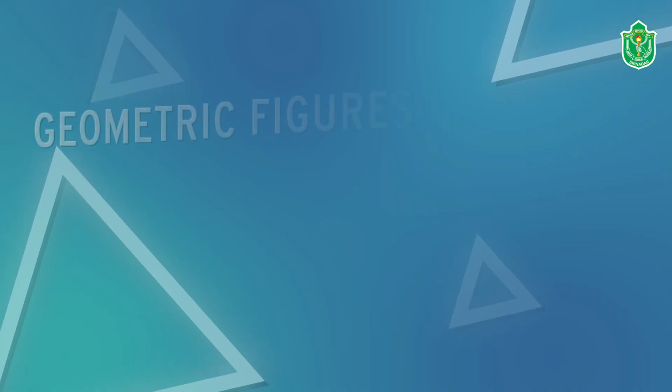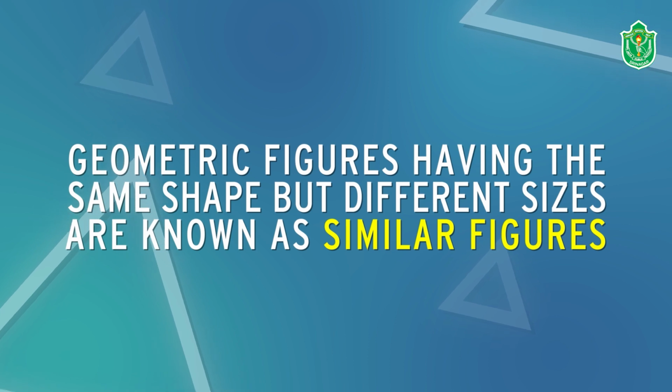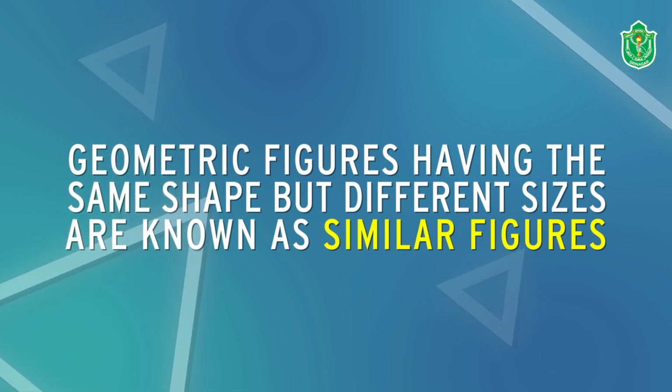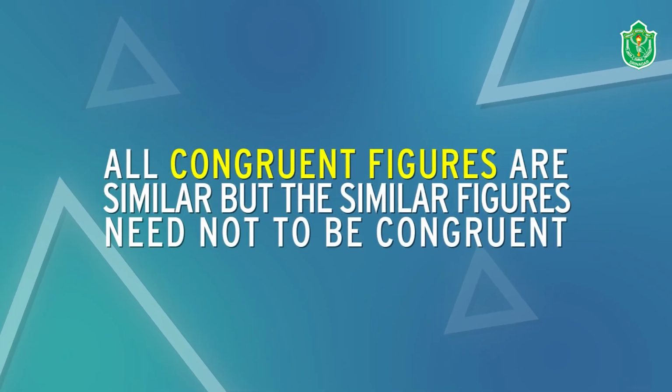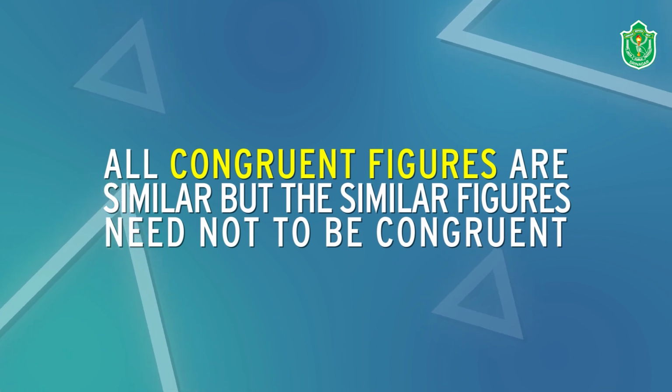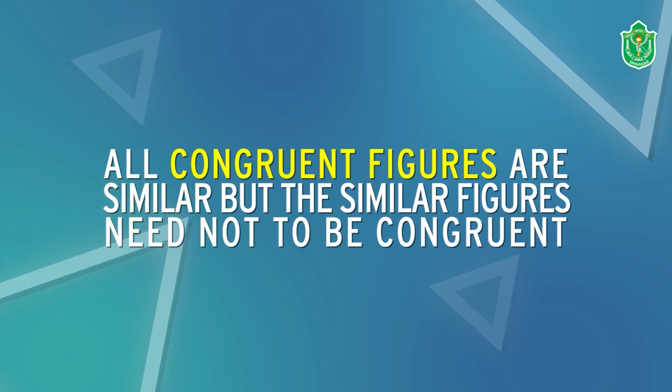Now next, we discussed similar figures. Two geometrical figures are said to be similar if they have the same shape but different sizes. Similarly, if we take the example of two circles of different radii, then the two circles are said to be similar to each other. And two equilateral triangles are also similar to each other. To sum up the whole definitions, all congruent figures are similar to each other, but all similar figures need not be congruent to each other.